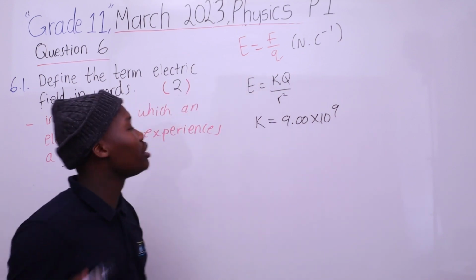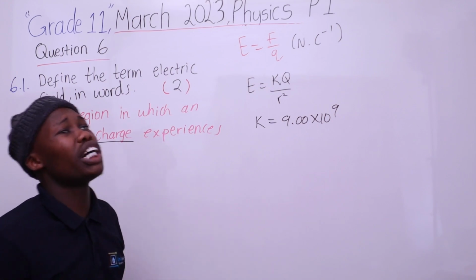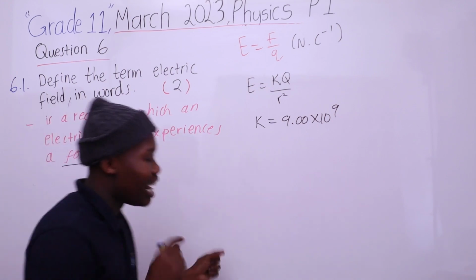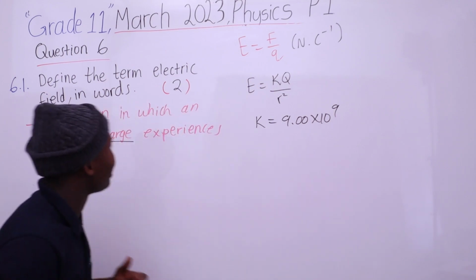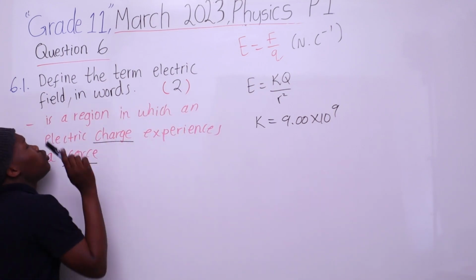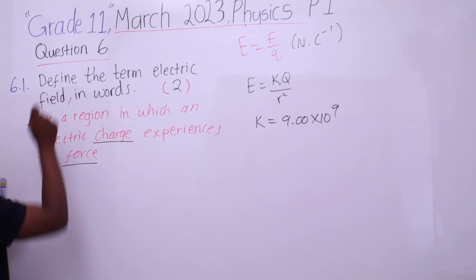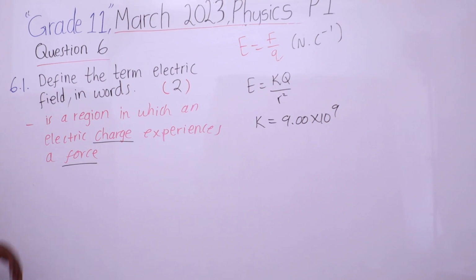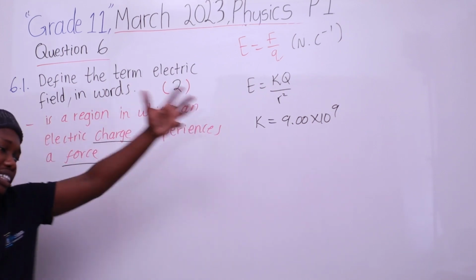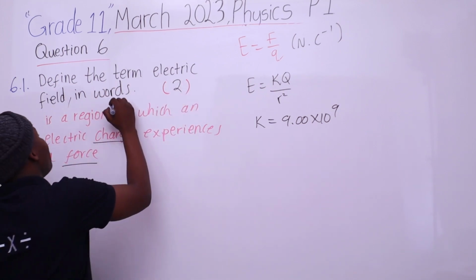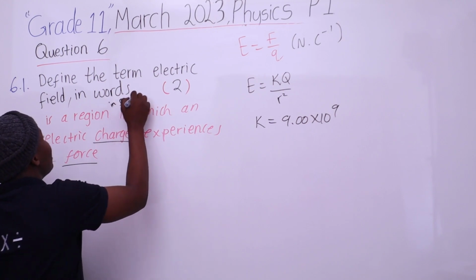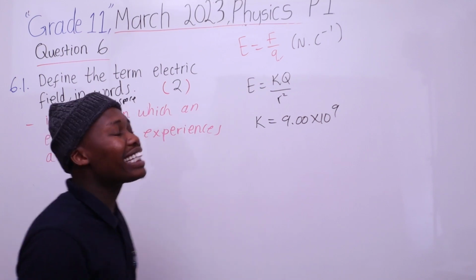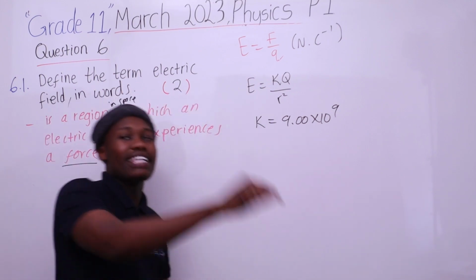And remember, a positive charge and a negative charge, and how are they relating to each other? But okay, this is a simple, straightforward 2-mark question. Trying to define the term electric field in words. It is a region in space in which an electric charge experiences a force. So I add that out in space. A region in space in which an electric charge will experience a force.